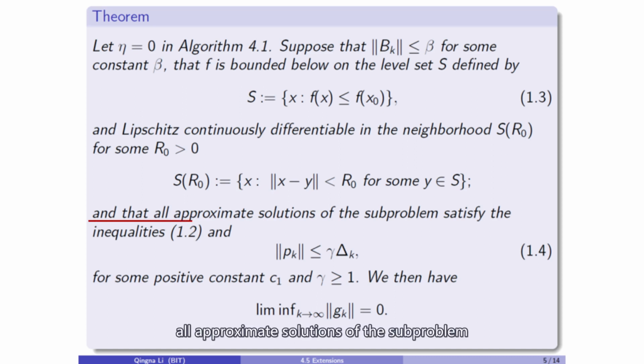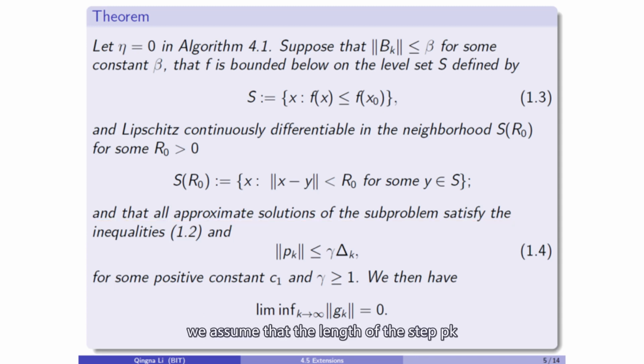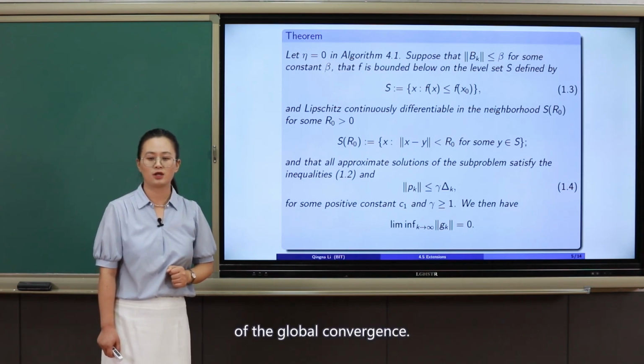Further, we assume that all approximate solutions of the subproblem satisfy the inequalities. The inequalities in the previous page say that the subproblem of the trust region will provide sufficient reduction in the model function. With the assumptions here, we further assume that the length of the step pk is upper bounded by a multiple of the trust region radius. Then we have the weak convergence result. It seems that we have a lot of assumptions and settings. However, all of them are necessary to get the weak global convergence result. We will omit the proof of this theorem, and go on to discuss the second case of the global convergence.